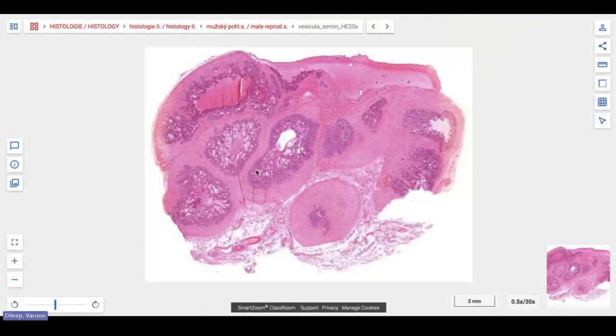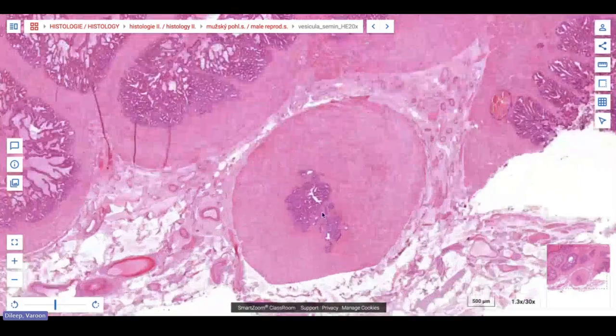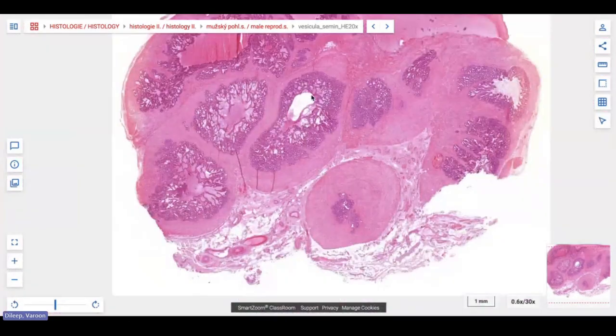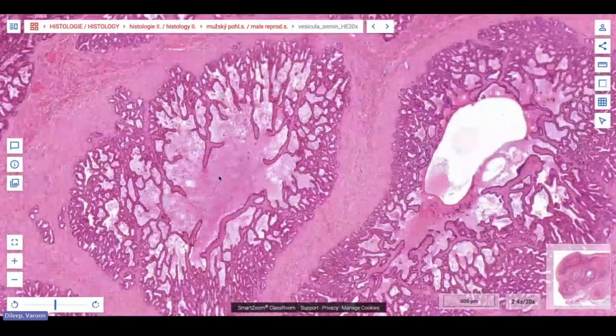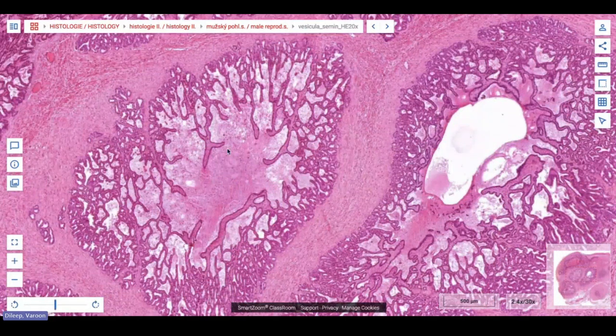Again, the other slide almost looks the same. Here you can see the ductus deferens, the macrotubule, again, the secretion. The pink parts represent the secretion, the primary fold, and the secondary fold.